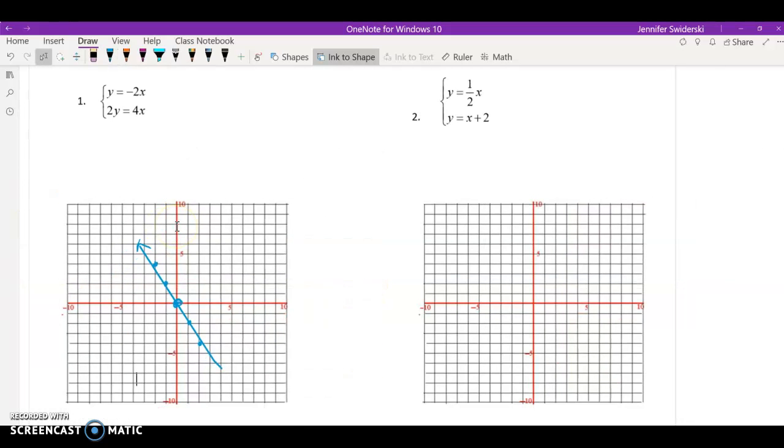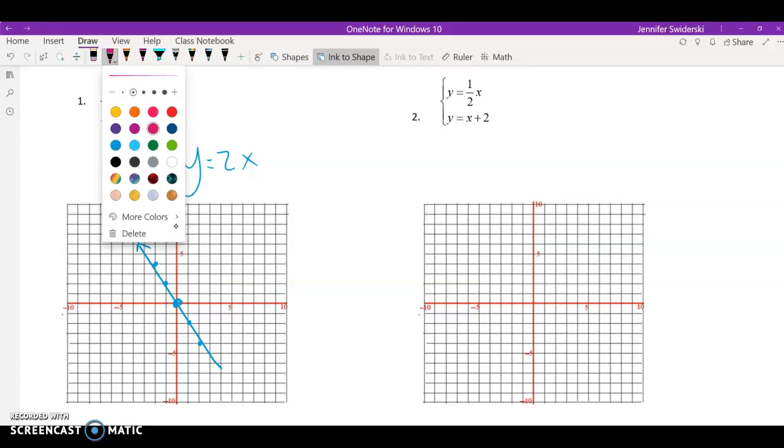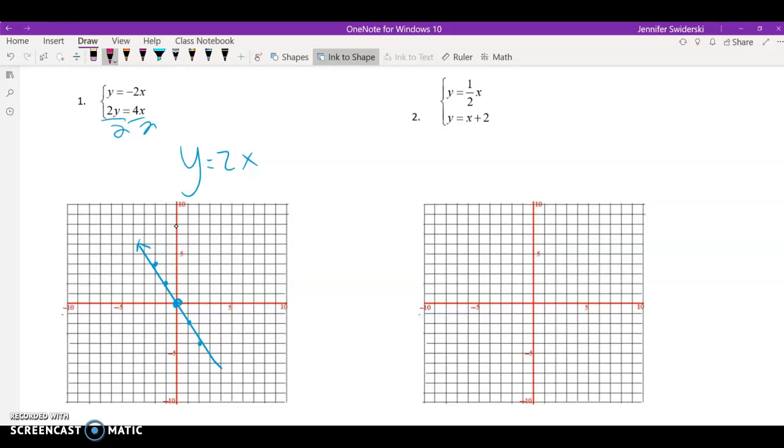or your ordered pairs. The second equation is not in slope intercept form yet. So I need to divide both sides by 2. And when I do that, I get y equals 2x. So I'm going to change the color of my pen to pink or purple. I also start in the origin, but instead of going down, I'm going up 2 over 1. And from the origin, to the left 1, down 2. Sorry, whew. All right, again, ink to shape.